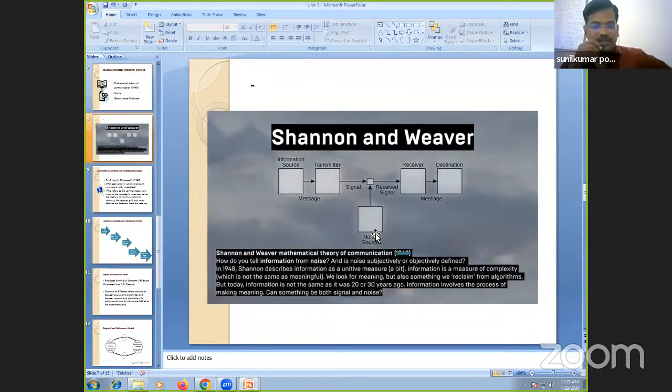Here is one image showing the Shannon and Weaver model. Is it clear to you? The information source sends a message to the transmitter, and the transmitter produces a signal. While signaling, there is noise, and the receiver receives the signal, again as a message, and it reaches the destination.